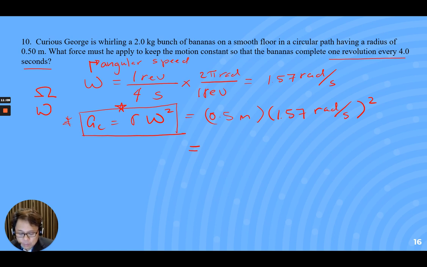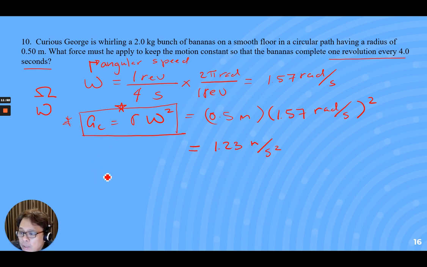So 1.57 squared times 0.5, you will get 1.23 meters per second squared. You see, when you multiply meters with radians, radians will disappear. So it becomes meters, and this one is squared, so meters per second squared. The radian is a supplementary unit, so it appears and disappears without cancellation.